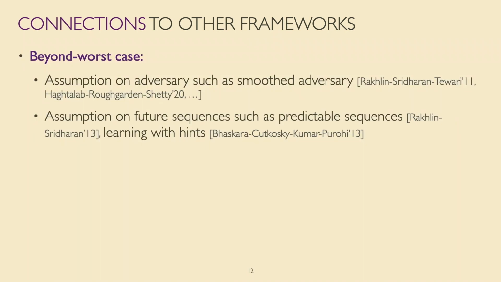Other than that, there are also more beyond-worst-case things that you could think of. Here, my beyond worst case is allowing the learner an extra option, but you could imagine that the adversary is somehow controlled. For instance, the model of a smooth adversary is where the adversary injects, but then you perturb that injection. Then you can assume something else about the predictability of the future, like learning with hints, and you can hope for getting beyond worst-case analysis.